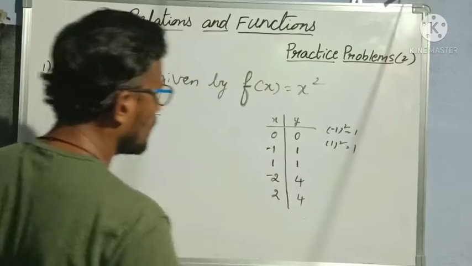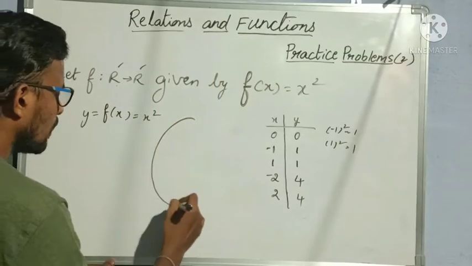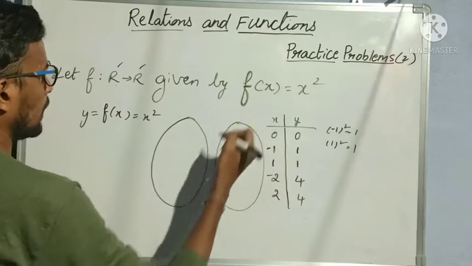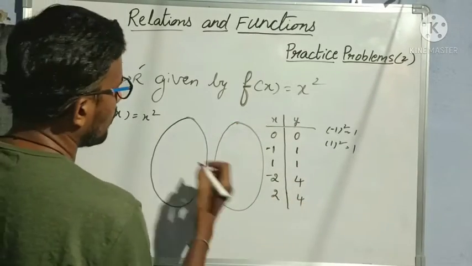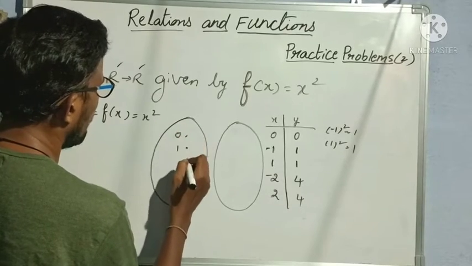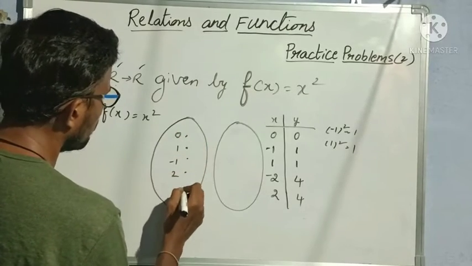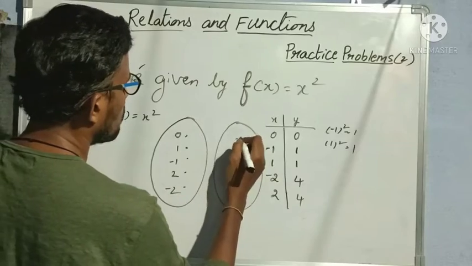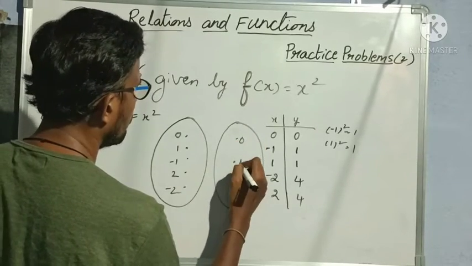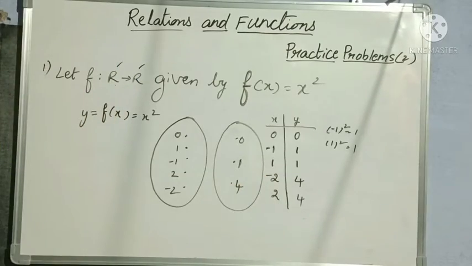Yes? What is the arrow diagram for this? So this is my set A and this is my set B. So what are the elements of set A I am getting here? 0, 1, -1, 2, -2. So here also 0, 1, 4. Yes? So something like that.